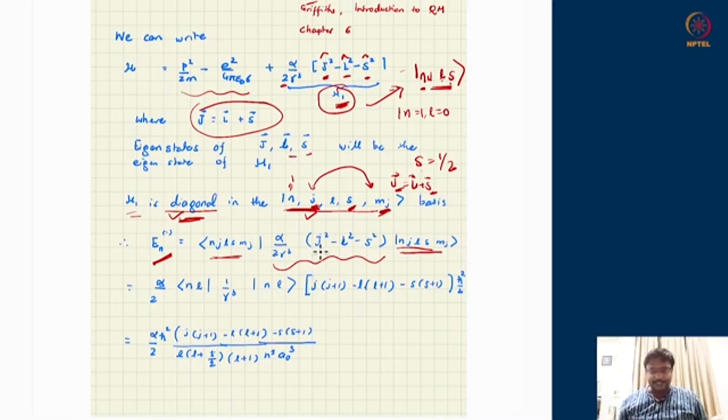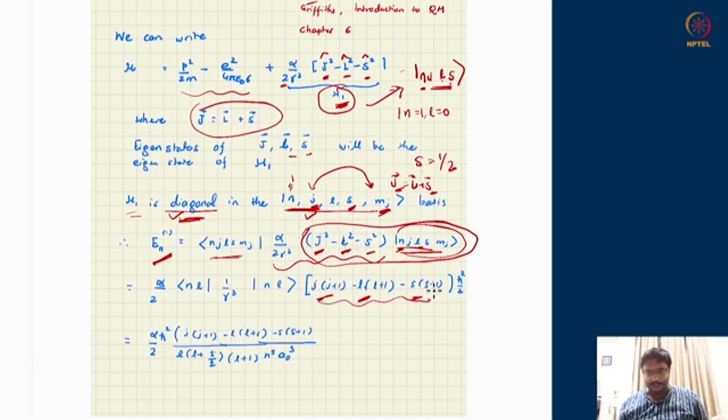Then you will see that this J square, this L square, this S square acting on this eigenstate gives me J into J plus 1, L into L plus 1 and S into S plus 1. And then 1 over R cube, which comes about, gets squeezed between this N and L. Effectively, this operator acting, J square, L square, S square, gives me this factor J into J plus 1, L into L plus 1, S into S plus 1 times H bar square by 2, and the state back N, J, L, S and M_J.